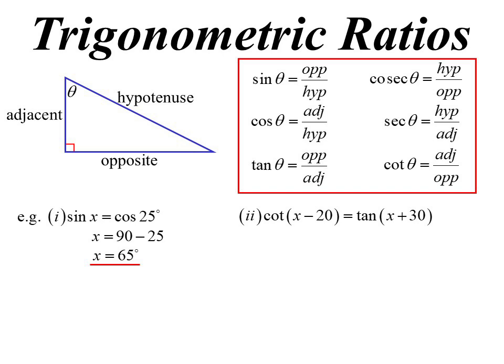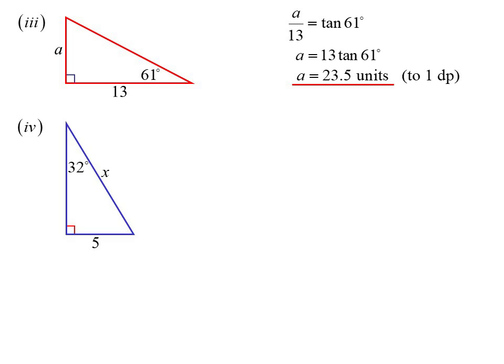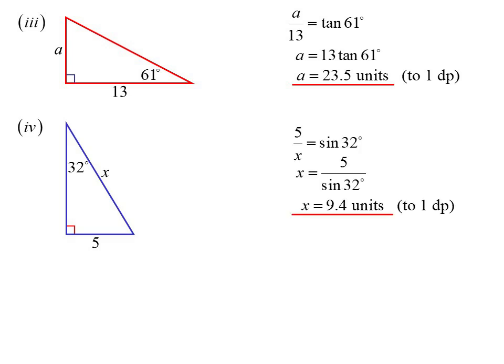Then you can apply that idea to something like this. They're complementary ratios, therefore those two angles must add up to be 90, and then we solve that equation. When it comes to right-angled triangles, there's really only three types of questions. One where we find a side that is not the hypotenuse, in this case a over 13 is tan of 61, we get an answer. One where the side we're finding is the hypotenuse, and in this case it's the sine ratio we're using.